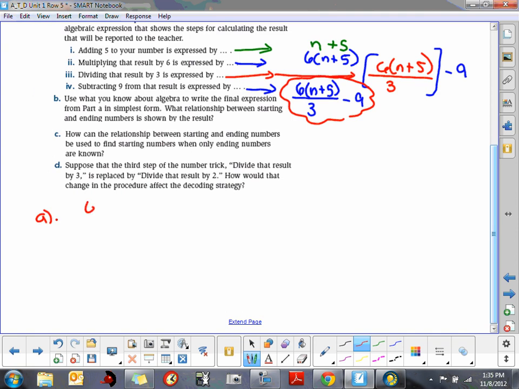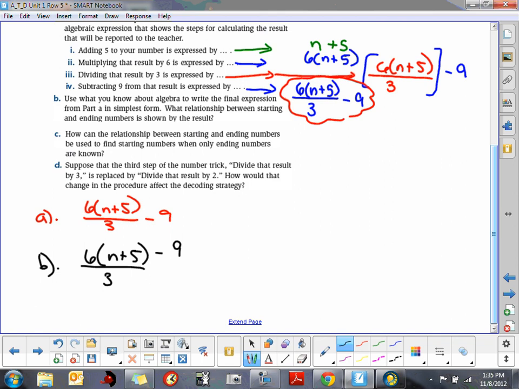We ended up with 6 times n plus 5, all over 3, minus 9. Now in part B, we're supposed to take this and write it in a simpler form. Okay. Jenna's got an idea. David had an idea earlier. What's a first reduction that we can do?